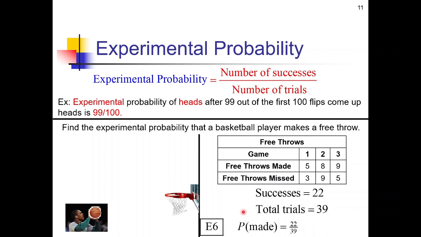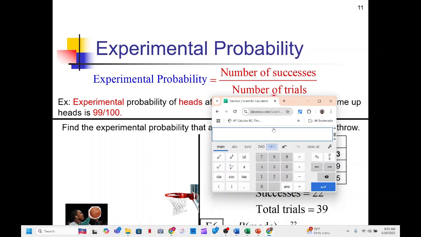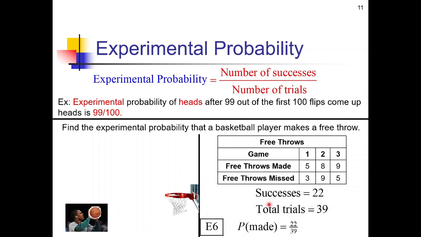And if we want to convert that into a percentage, because fractions aren't really how basketball statistics are given to us, going on to Desmos, 22 out of 39 comes out to about 0.56, or roughly 56.4%. So it actually is pretty close to 50-50 for this particular player.